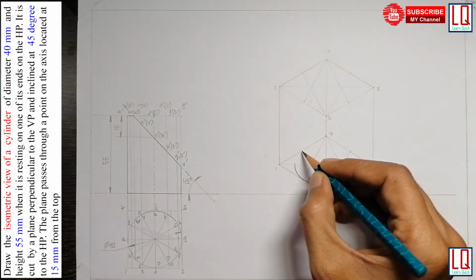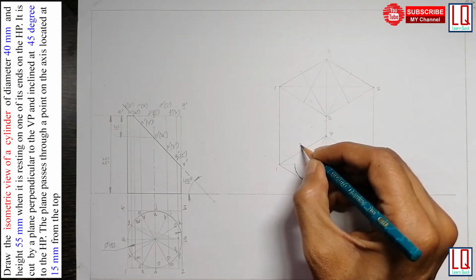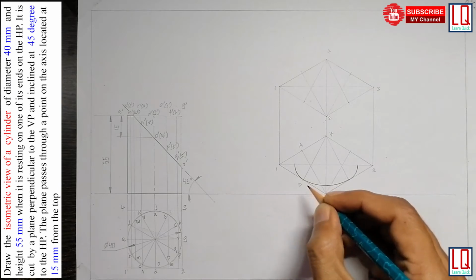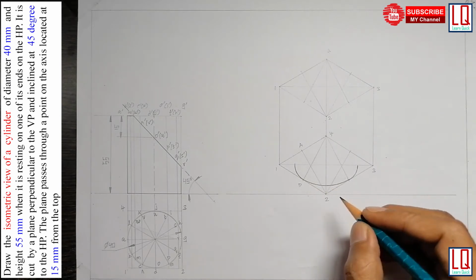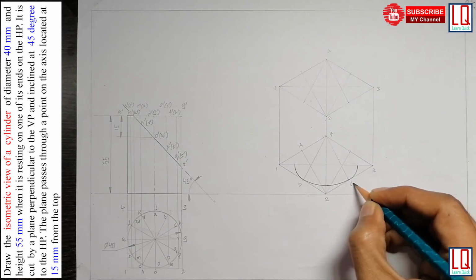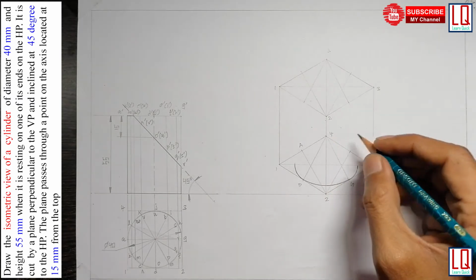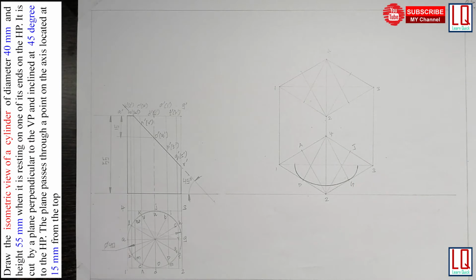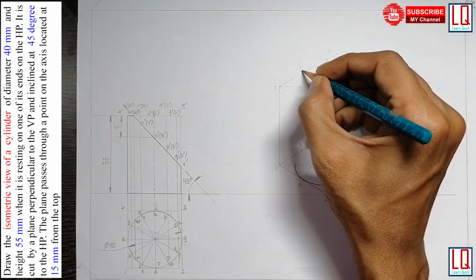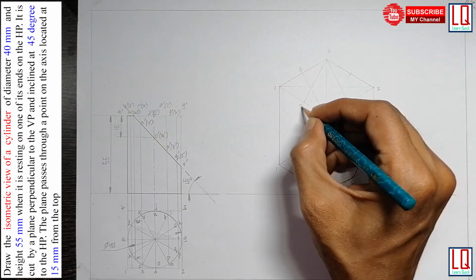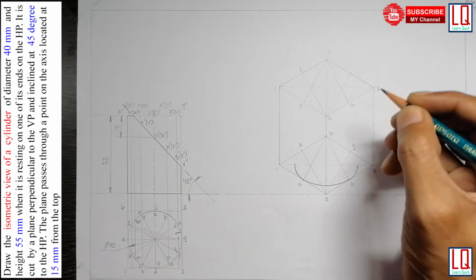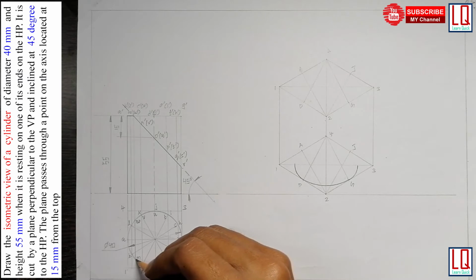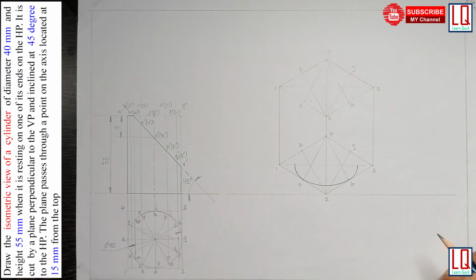Here I mark A. Between 1 and 2 we have D. Between 2 and 3 we have G. Between 3 and 4 we have J. Similarly here A, D, G and J. So now it's time to find the points M and W.